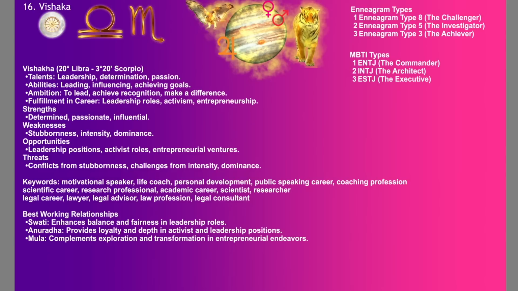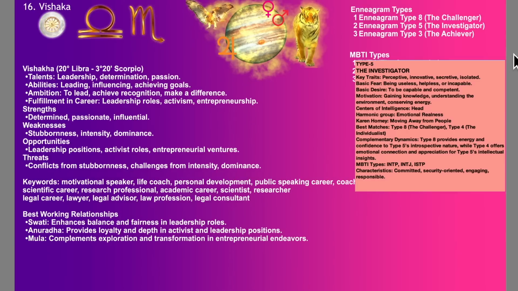Next type of Enneagram would be Enneagram number 5, the investigator. Once again, this can be scientific, research professional kind of careers. Because the key traits here being they are perceptive, innovative, secretive, and isolated. All are the characteristic of a research scientist isolated in a laboratory somewhere, isn't it? Basic desires to be capable and competent. Motivation is gaining knowledge, understanding the environment, and conserving energy.